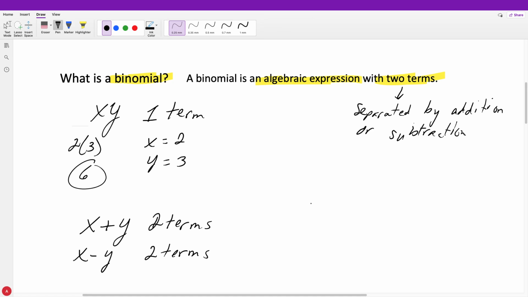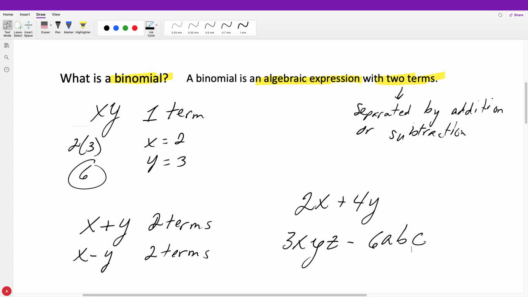And binomials can look in different ways. It can be 2x plus 4y. It can be 3xyz minus 6abc. It could be multiple variables and numbers within each term. But once we see that it is separated by an addition or a subtraction, then that means it's a new term. So here we have one term, and here we have our second term. Here we have one term, and here we have our second term. And that is because they are being separated by an addition or a subtraction.